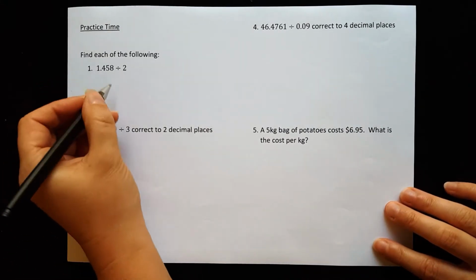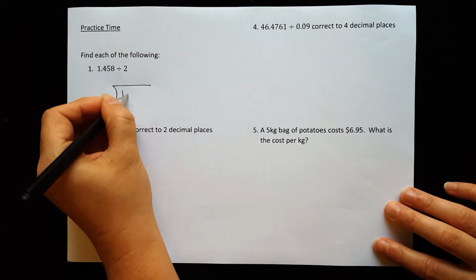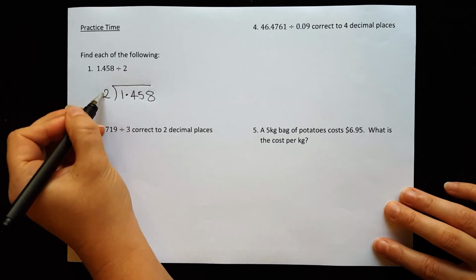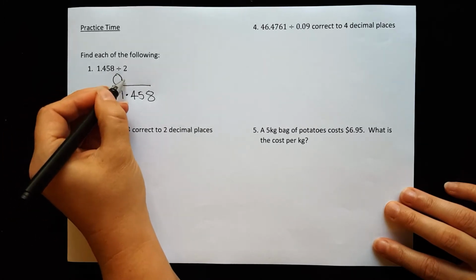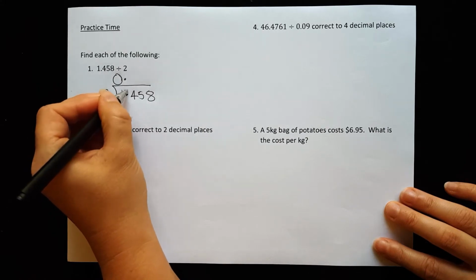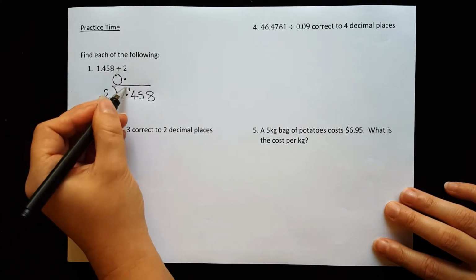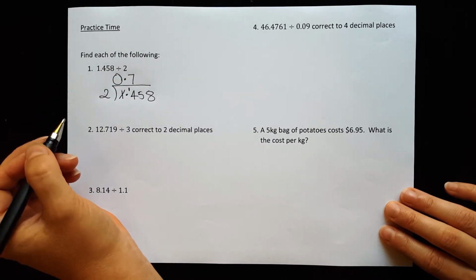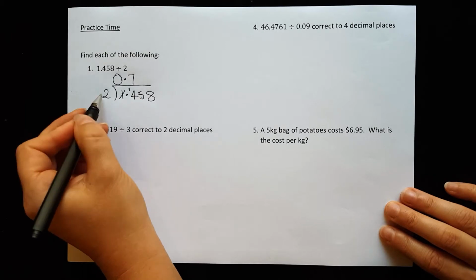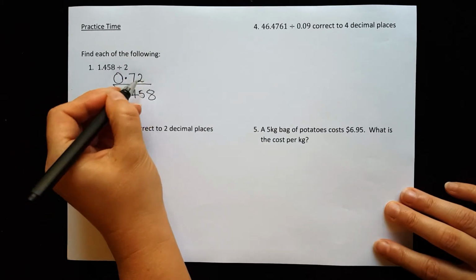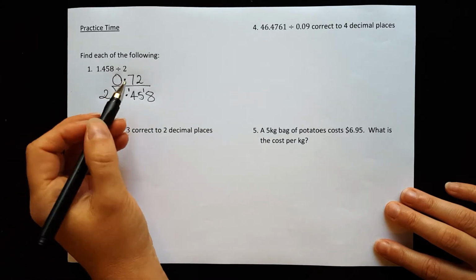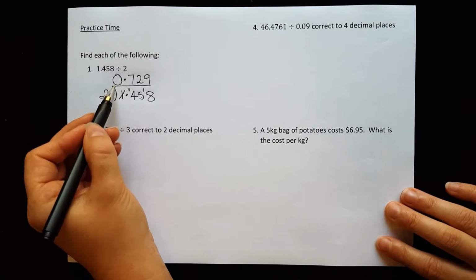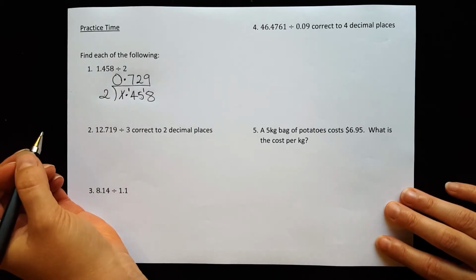So for question number 1, we want to divide 1.458 by 2. So 1 divided by 2 we can't do, so we put a 0 down. Then the decimal point, this 1 carries to be in front of the 4, becoming 14. 14 divided by 2 goes exactly 7 times with no remainder. Going to the next number, 5 divided by 2 goes twice with a remainder of 1. 18 divided by 2 goes 9 times. So that's the answer, 0.729.